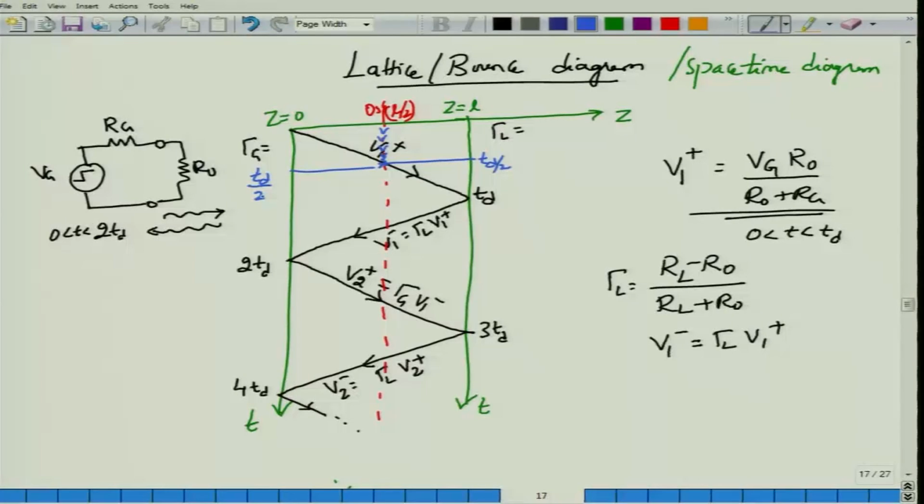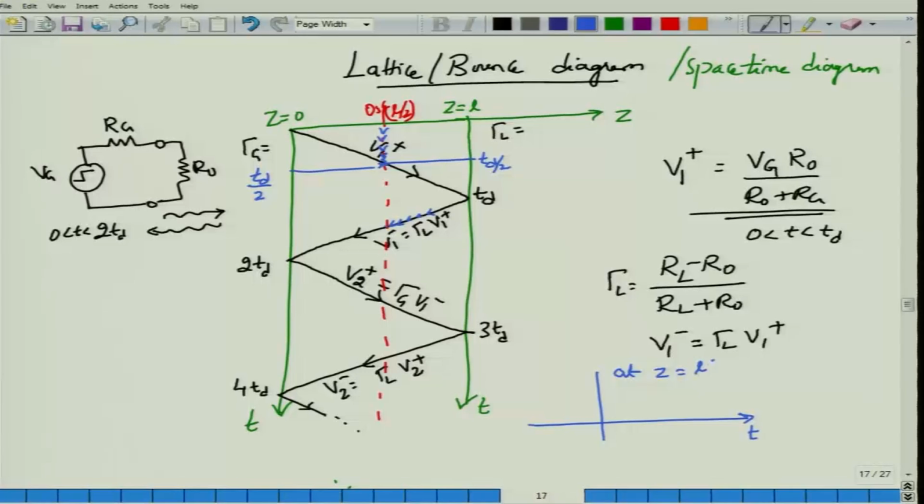at which point the oscilloscope suddenly jumps and starts to show V1 plus, and it would continue to show V1 plus because any change to this voltage V1 plus at the center of the transmission line will not happen until this V1 minus comes and hits onto this, at which point the oscilloscope will now jump to V1 plus V1 minus.